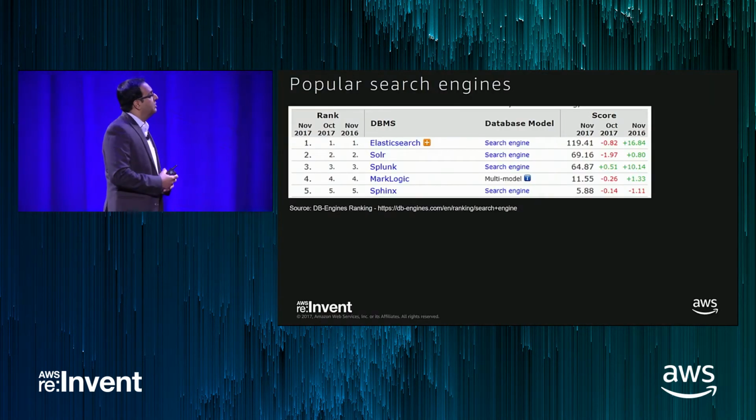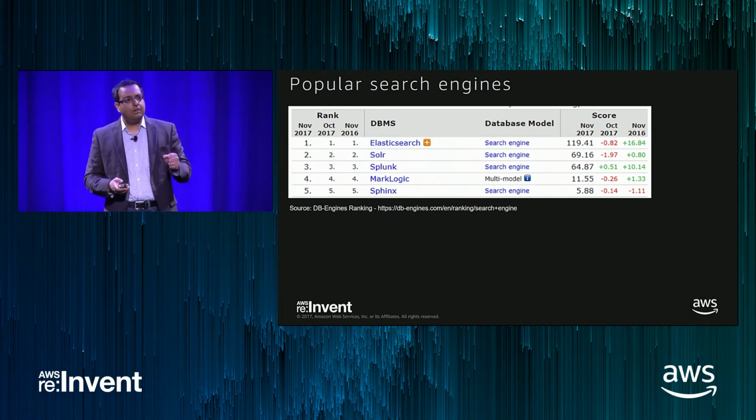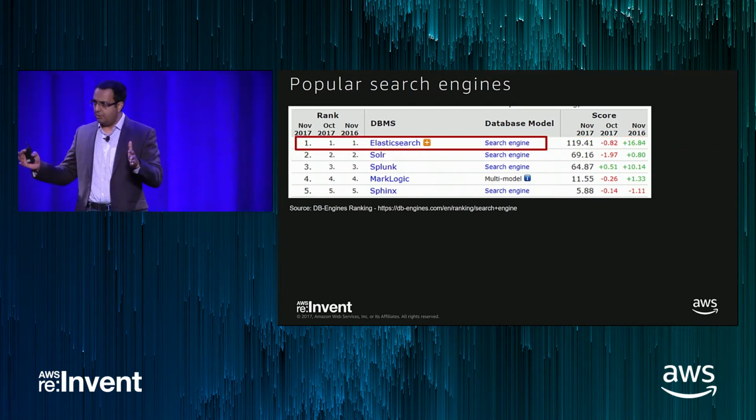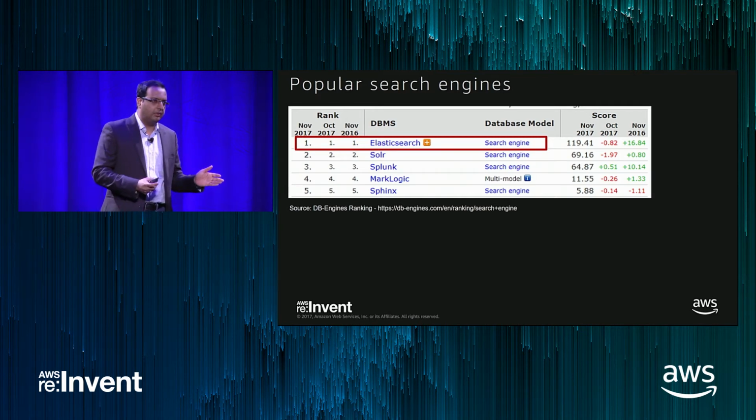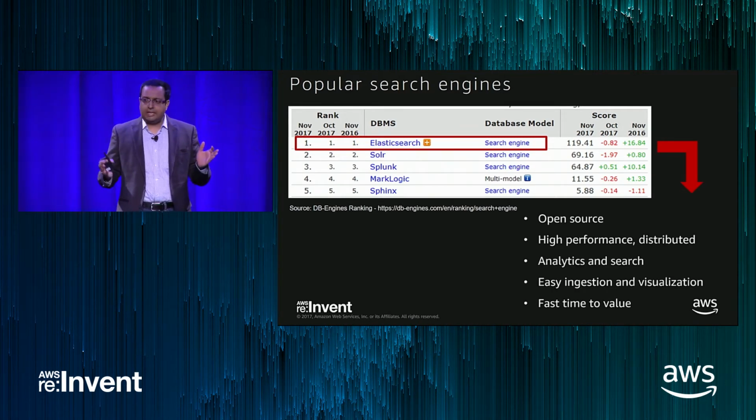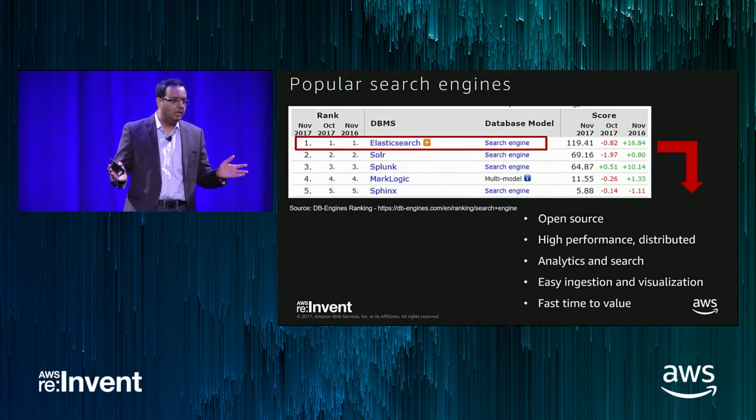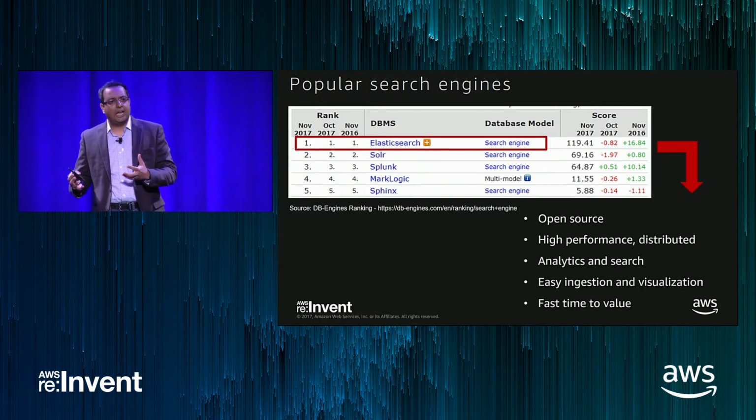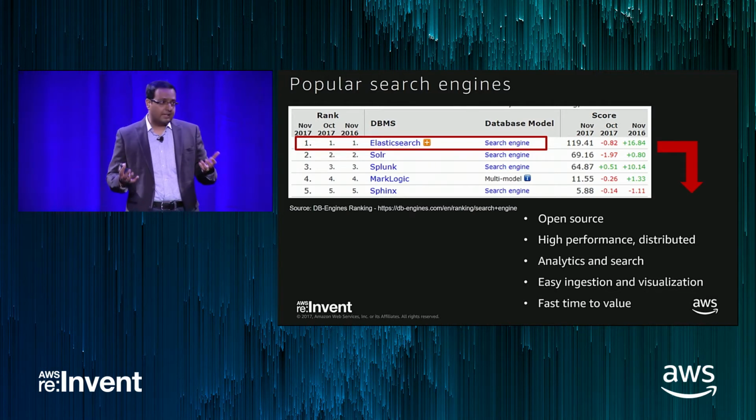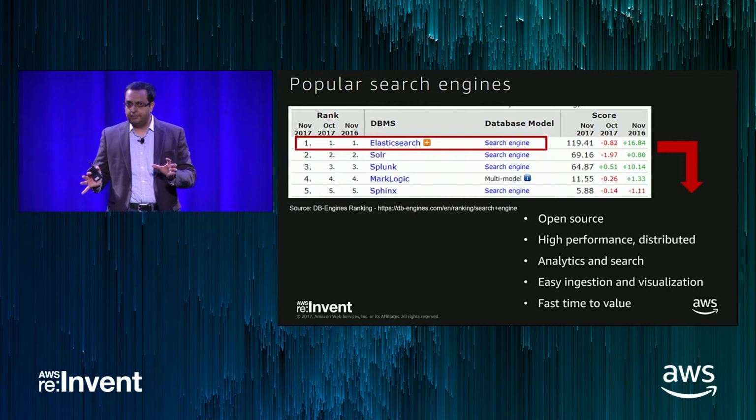Here, according to DB Engines, these are the top 5 search engines, of which we're going to look at the first one, Elasticsearch. Elasticsearch is one of the more popular search engines out there. It's open source, easy to onboard, and can handle high performance and high scale really well because it's a distributed system. It also offers you a lot of extensibility mechanisms. It enables you to ingest data, process data, and visualize it very well. It's also quite capable. It can be used even for analytics and search.